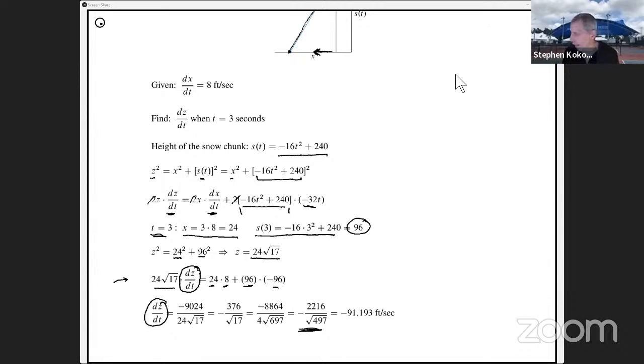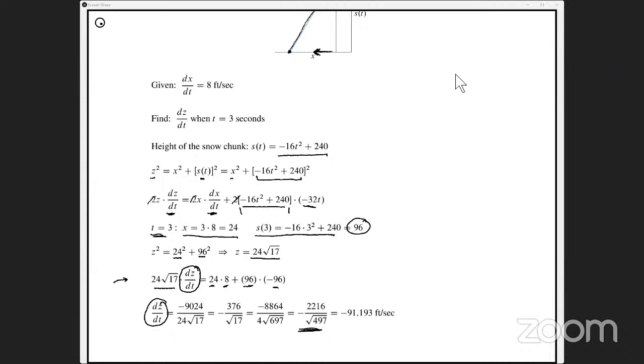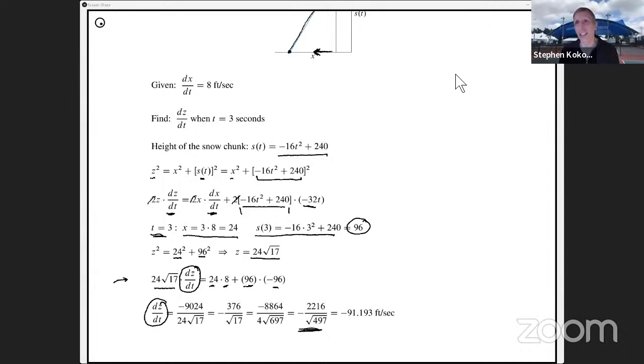Let's just think about that for a second. Can we interpret that in the context of the problem? What does that mean about the snow chunk in relationship to the distance to the individual? Since it's negative, what does that mean? It's actually doing what? Curtis, any chance you can interpret that in the context of the problem? I would assume it's getting closer. Very good. Yeah, which is kind of weird, but it is indeed getting closer to the individual.